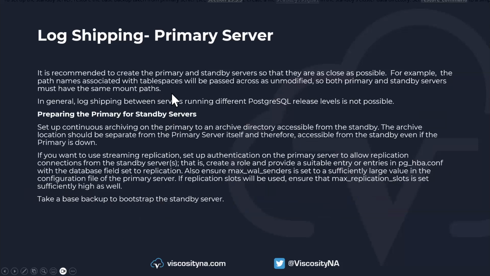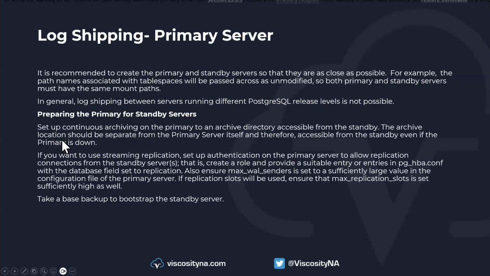It is recommended to create primary and standby servers as close as possible in hardware specs and things like that. Definitely the same PostgreSQL release version. I don't believe that differing versions are supported for log shipping. Another example of needing to keep this as simple as possible is tablespace path names. Path names for tablespaces will be passed across unmodified, so both primary and standby servers must have the same mount paths. General log shipping between servers running different PostgreSQL release levels is not possible. We did just mention that.